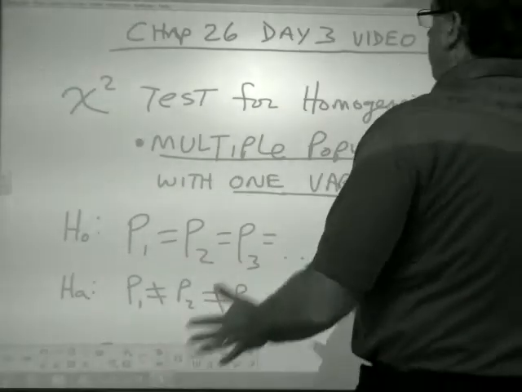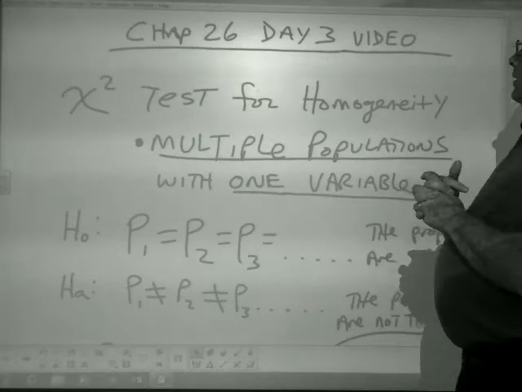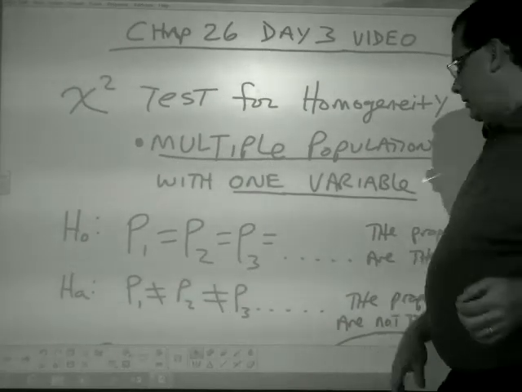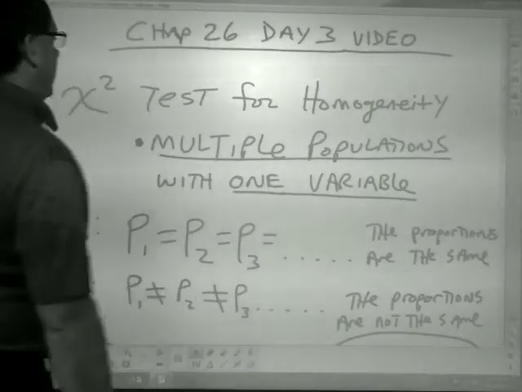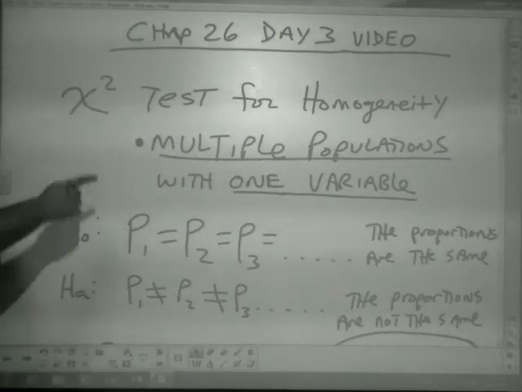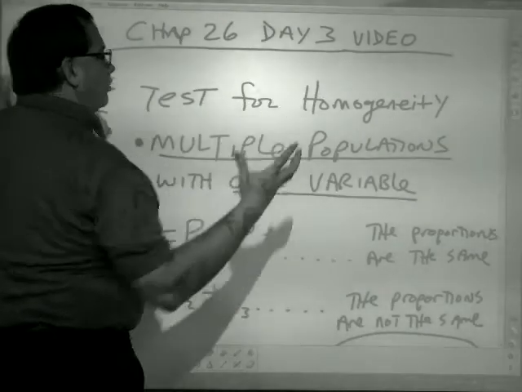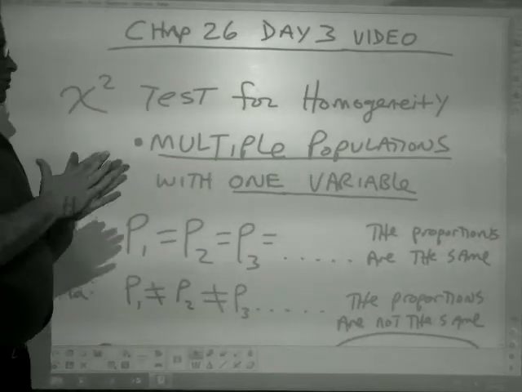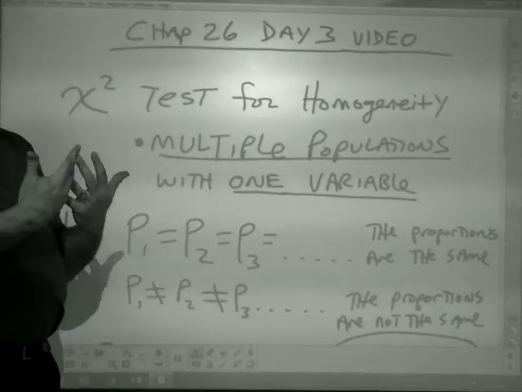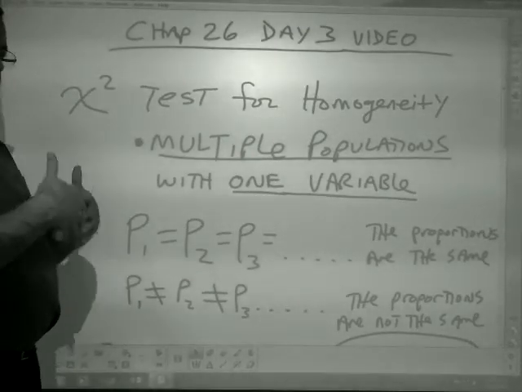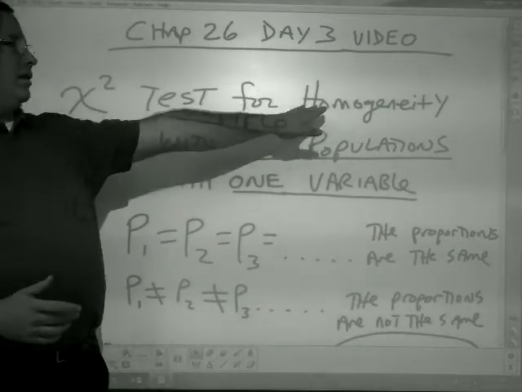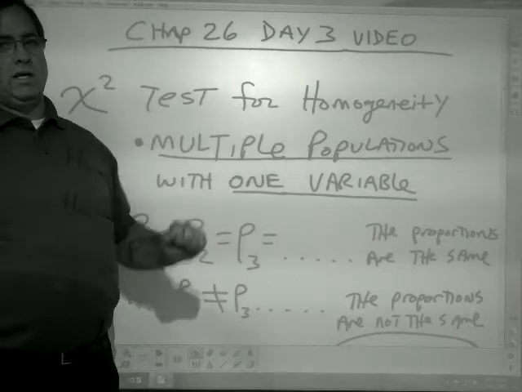Okay, chapter 26, day 3. We're going to take a look at another chi-squared test today. This chi-squared test is called the chi-squared test for homogeneity. Homogeneous is a term used when things are the same. We're homogeneous. If we are heterogeneous, we would be different. And so we're looking for a test to see if proportions are the same.